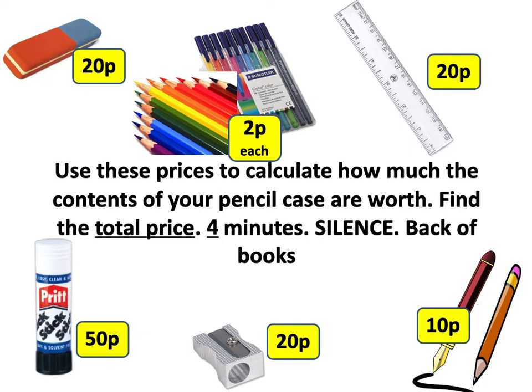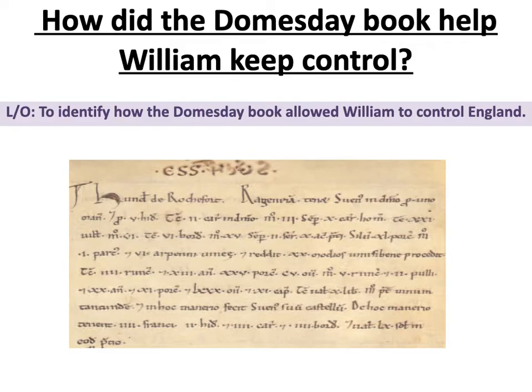Right, well, you might say, why on earth has Miss asked me to do some maths? It's a history lesson. Well, that's because what you've just done is a little survey, a survey of your wealth. And today we're going to look at the most famous, most important survey in history. That's called the Domesday Book. Now, the Domesday Book is a big survey that William the Conqueror had made in 1086, a few years after the Battle of Hastings, to help him keep control of England.